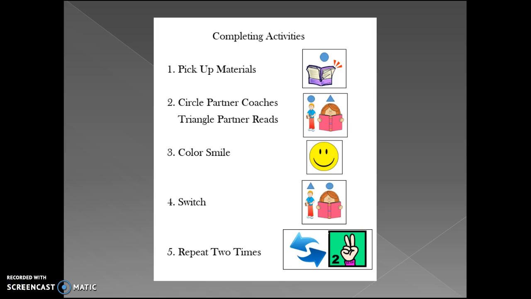Here is the procedure sheet for completing activities. Students will first pick up the materials. This will be the circle partner that is moving next to sit next to the triangle partner. Then, the circle partner will be the coach first, while the triangle partner reads. Students will color in a smiley face each time an activity is completed, and then roles will switch. The triangle partner will coach, while the circle partner reads. This will be completed 2 times.